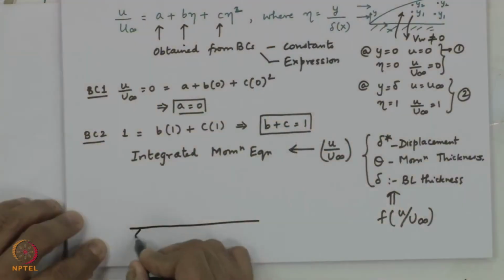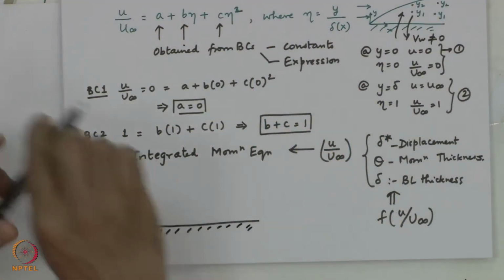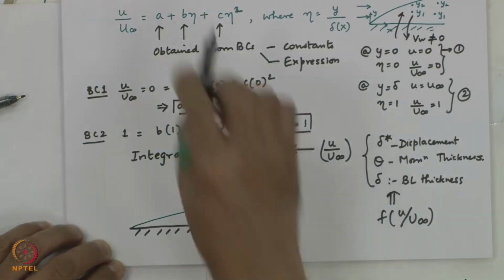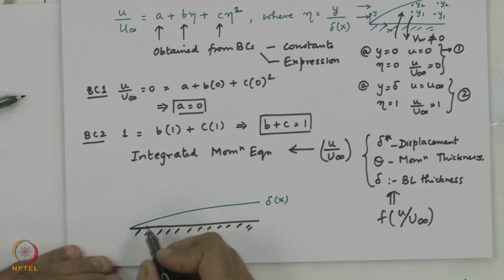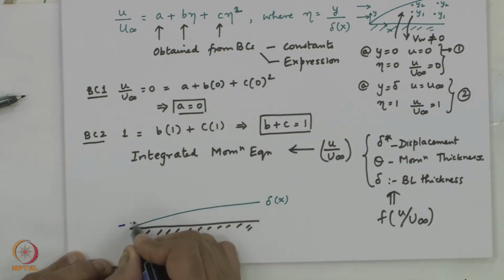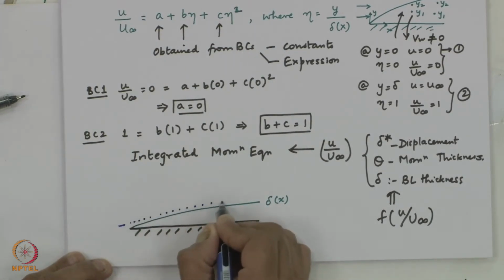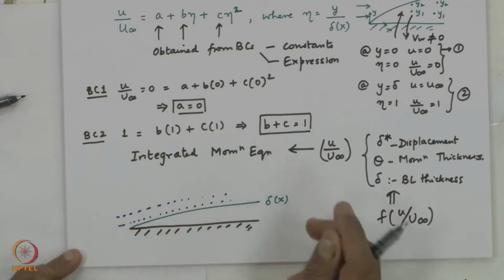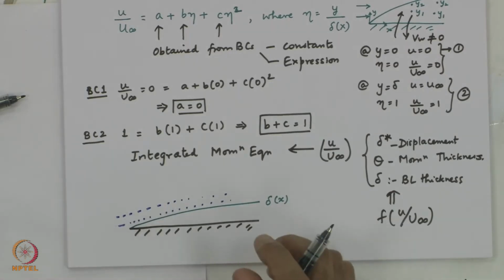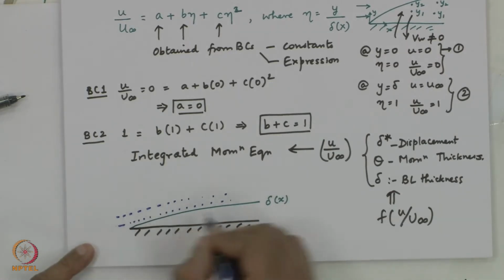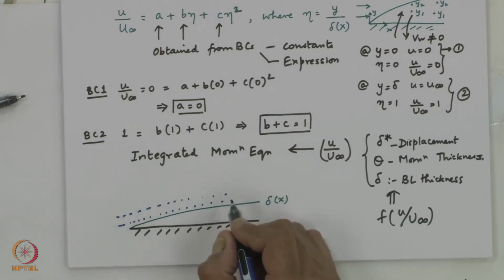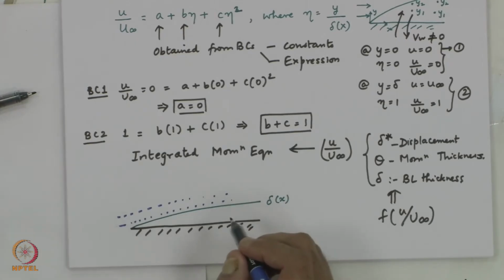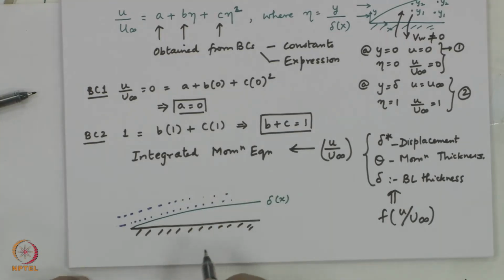So, if you take a boundary layer, this is the boundary layer, this is delta as a function of x. What we are trying to say is the streamline at the edge of the boundary layer in the free stream. This is highly exaggerated, and the boundary layer thickness is not so big. It is highly exaggerated for our convenience. This displacement thickness refers to the distance from the plate where the outer streamline is going to get displaced because of the presence of the boundary layer.